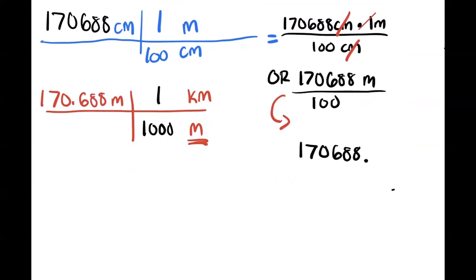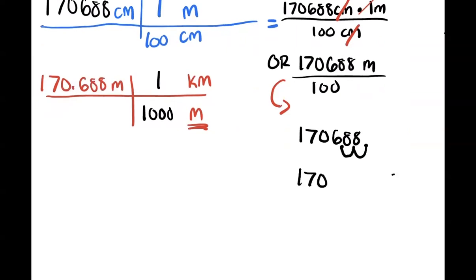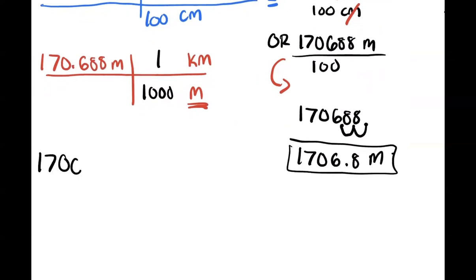So we're going to go, this is 10, and then this is 100's place. So the actual answer is 1706.8 meters. Then we divide by the relationship between meters and kilometers. So 1 kilometer is equal to 1,000 meters.